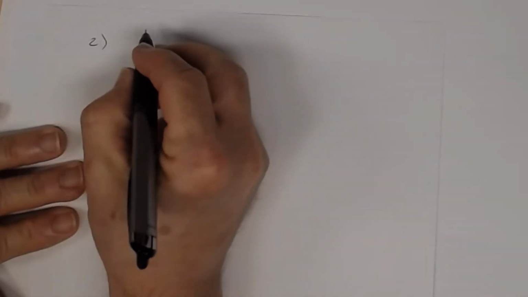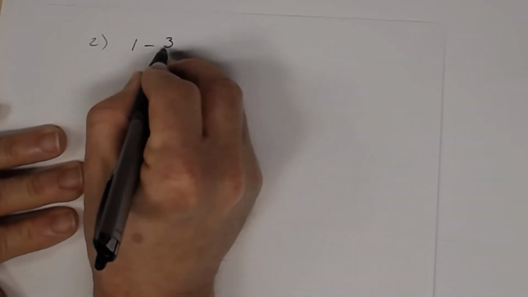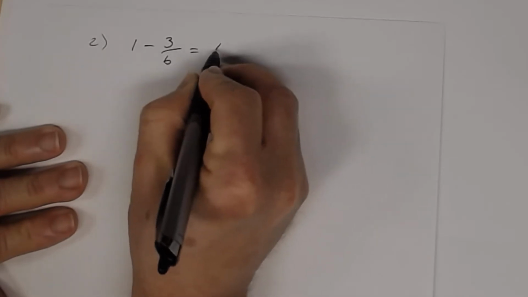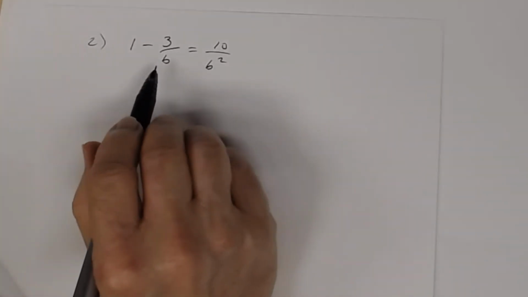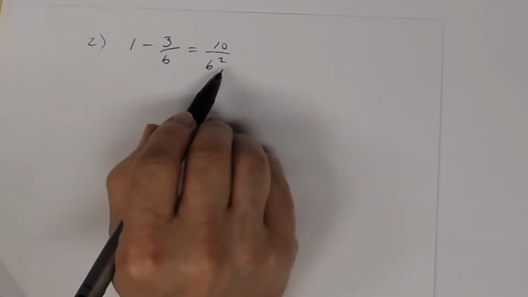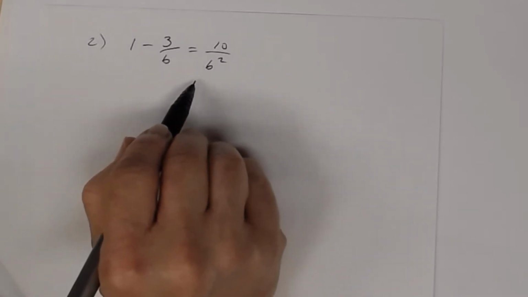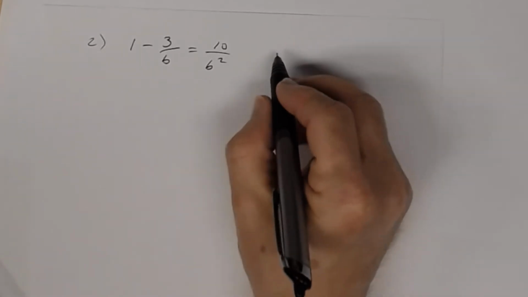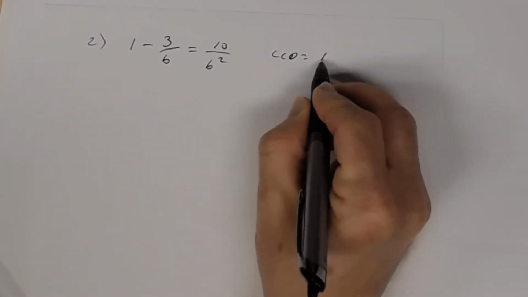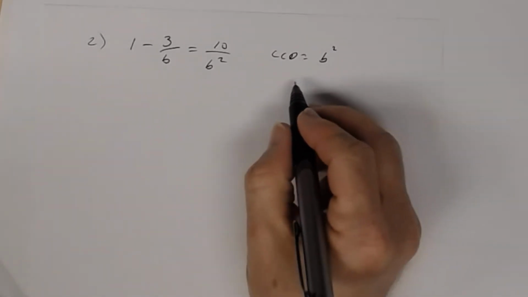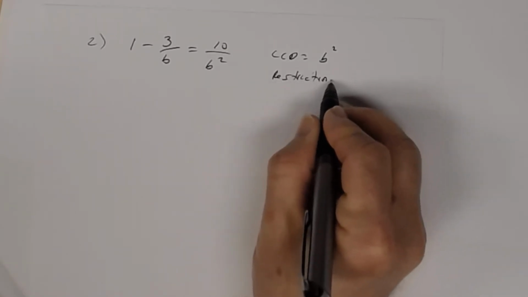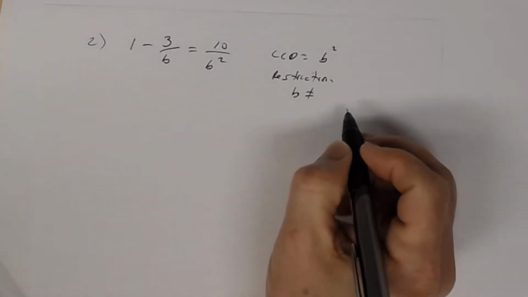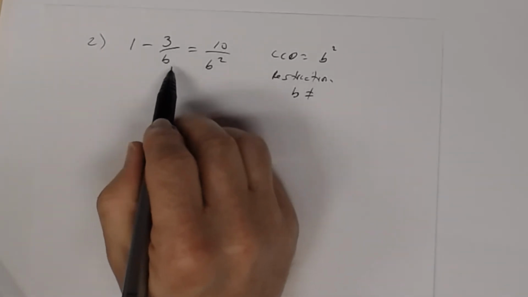All right, we have 1 minus 3 divided by b equals 10 divided by b squared. Now this is an easy kind because the denominators are monomial factors, and so the least common denominator is going to be just b squared. Now also the restriction is easy as well, because you can look at this and ask yourself, what value of b will make this denominator 0?